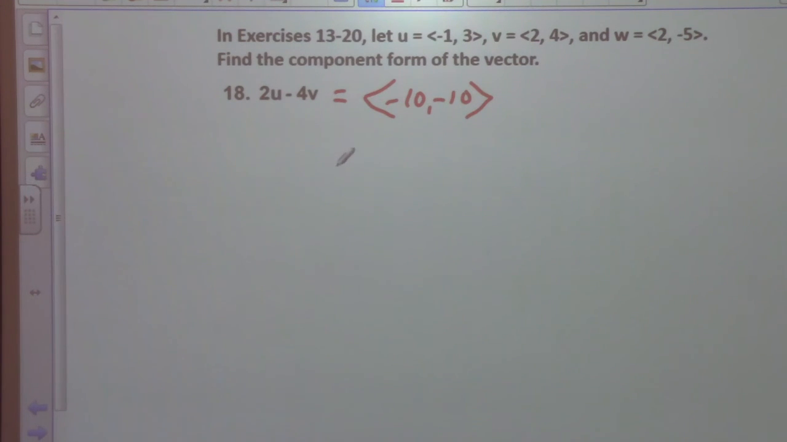Okay. Any questions on that one? No. Go ahead. And our magnitude? 14.142, or the square root of 200.